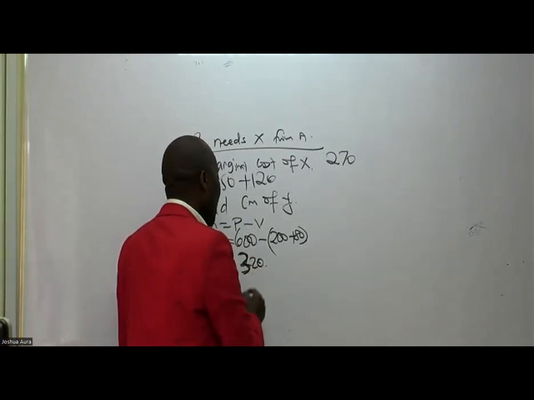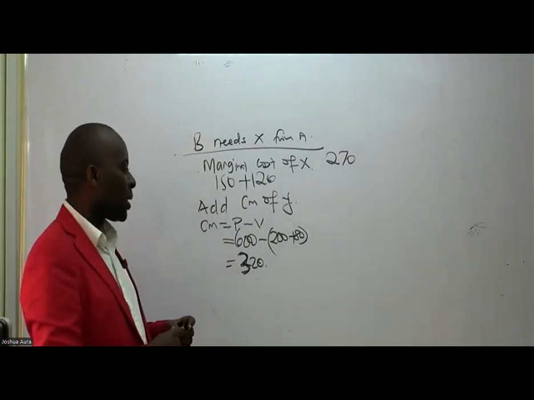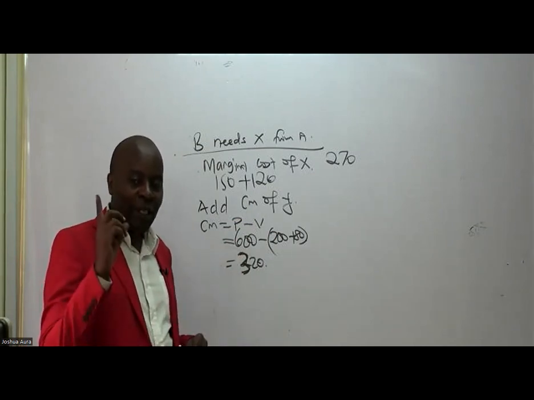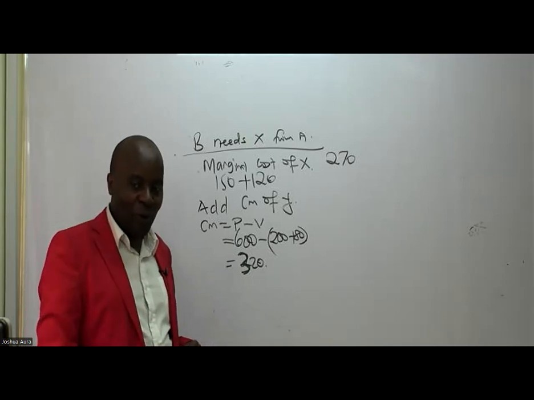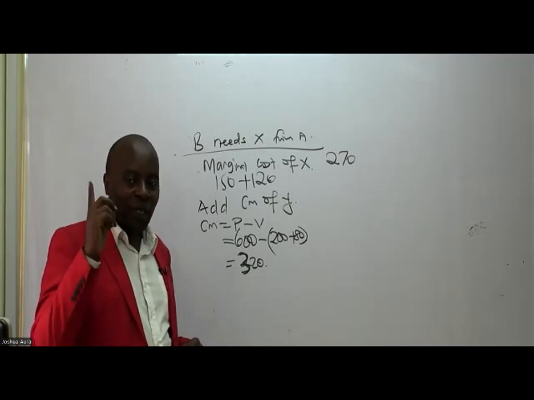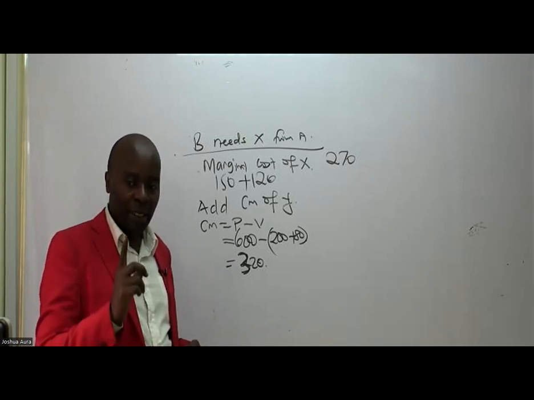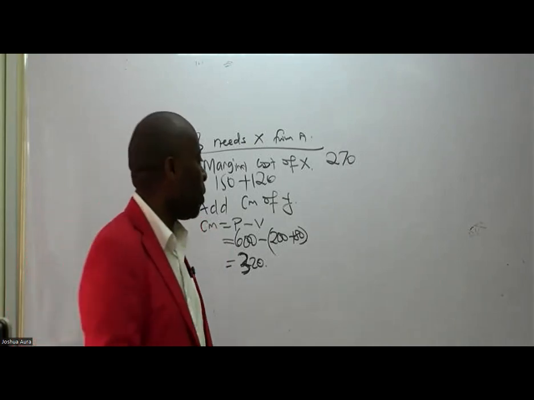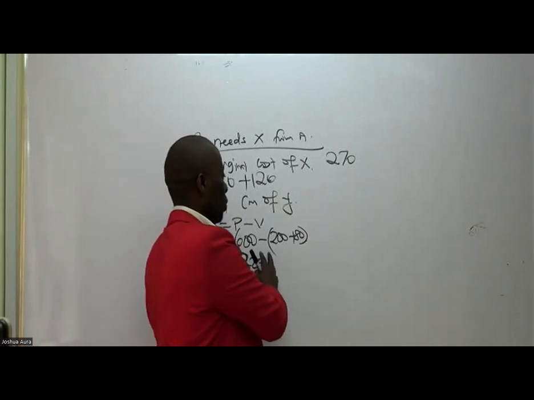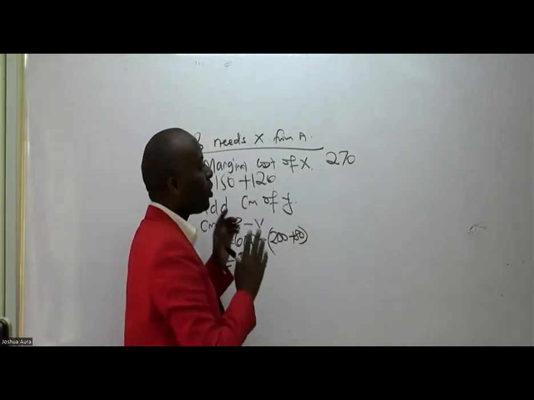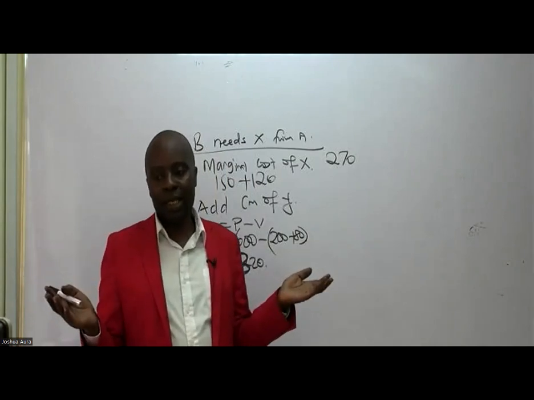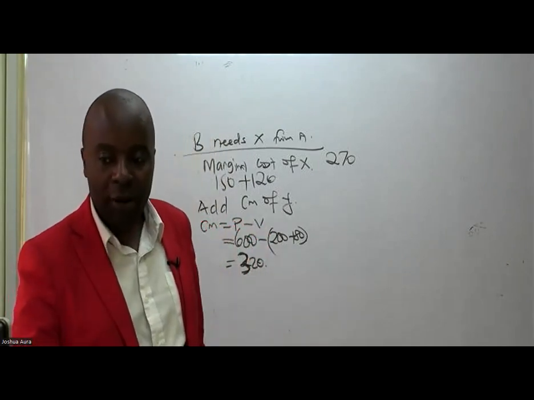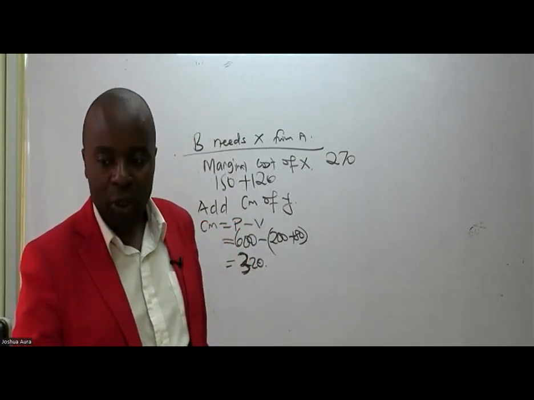320. But now remember that this is pegged on some resource. It is not all the resources here that are stretched to full capacity. It's only labor, skilled labor, that is stretched to full capacity. Ordinarily, most of us will take this 320 and add it there. No, that is normally the case if all of them are scarce. Here, it's only labor that I would want to get its opportunity cost.